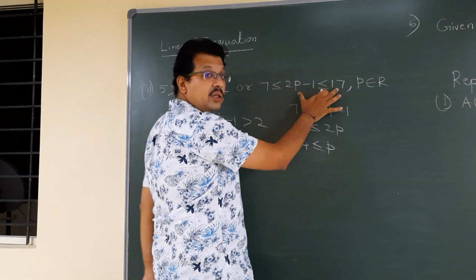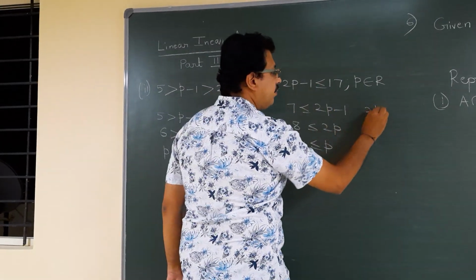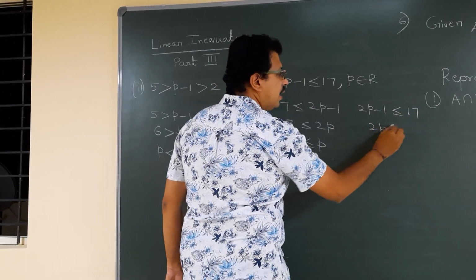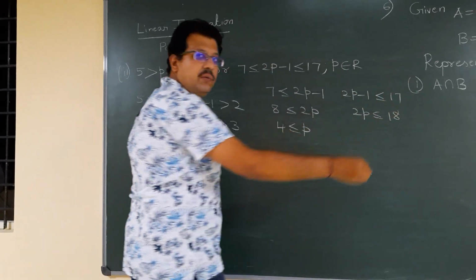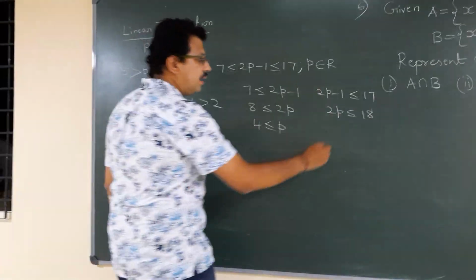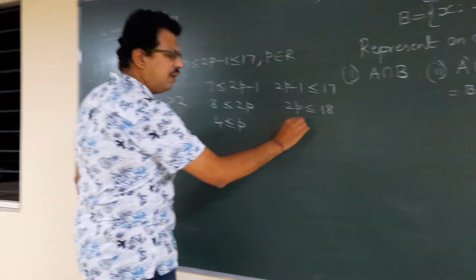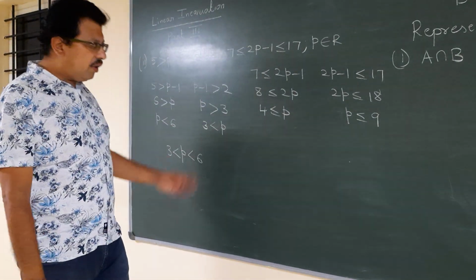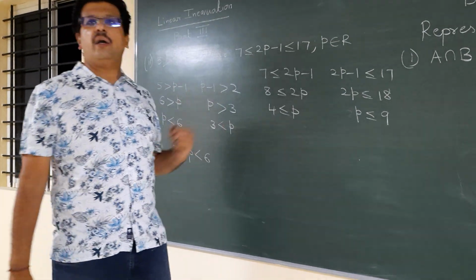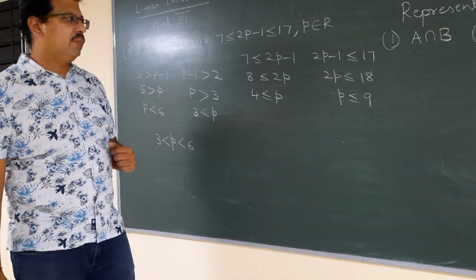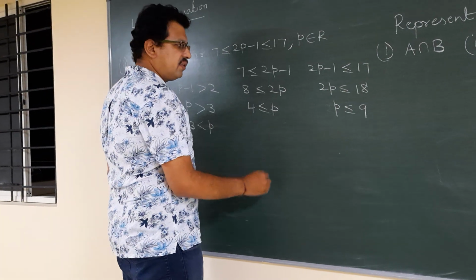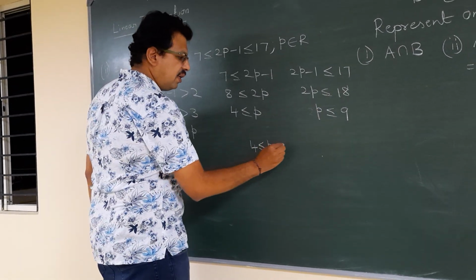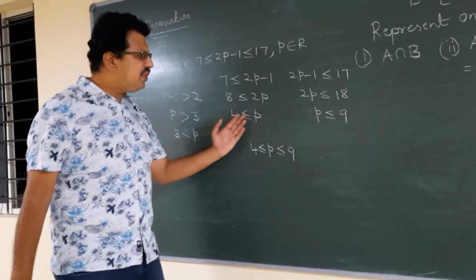And next we take the two inequations, 2p minus 1 less than or equal to 17, or 2p less than or equal to 18, because minus 1 will come to the right side and becomes 18. Or you can write directly p is less than or equal to 9, since 2 nines are 18. Now we have to combine these two inequations and write. We can write this as 4 is less than or equal to p and p is less than or equal to 9. I have combined these two inequations.